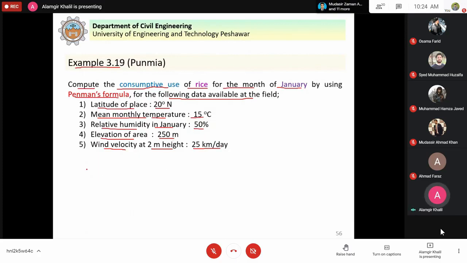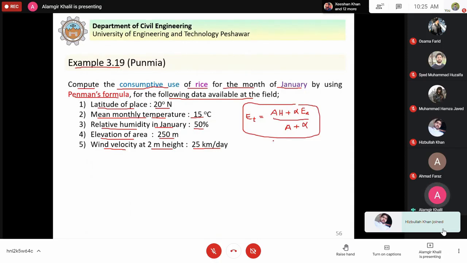So now we already know that we have to use the Penman equation. So that is equal to ET, the evapotranspiration, and this is given as A into H, plus alpha into EA, divided by A plus alpha. So now we have to use this equation, but as we discussed in the previous slides, we have to calculate the values for these different parameters. So let us proceed step by step for this solution.